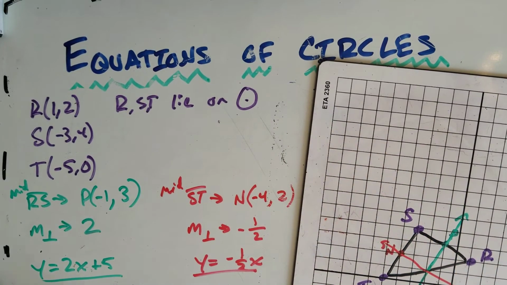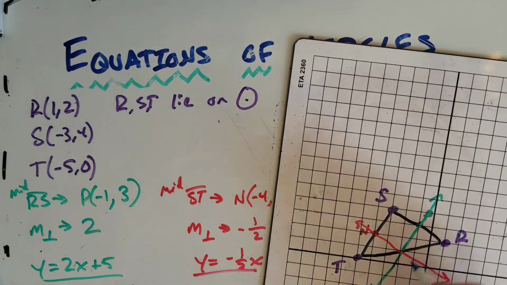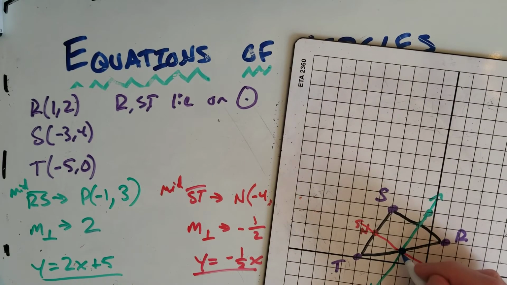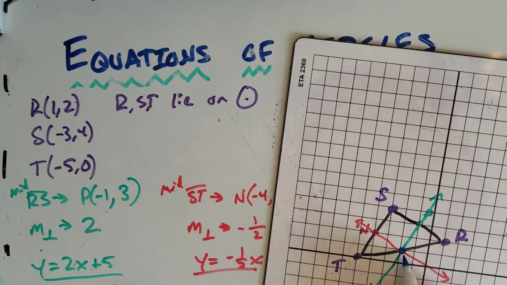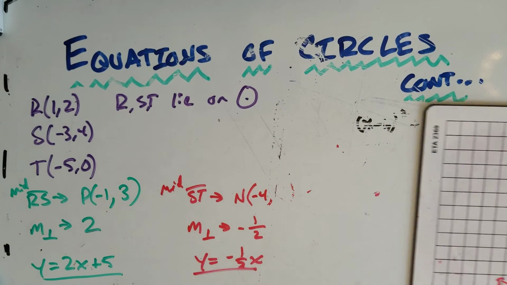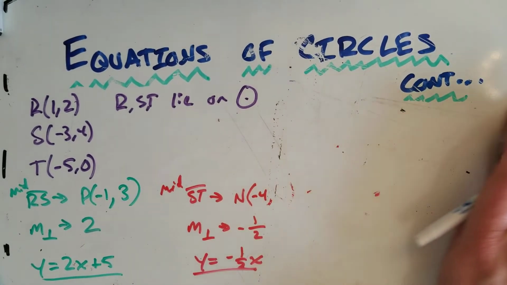And just like that, we might be able to tell just from looking at our graph that's where we're going to intersect. But if you didn't know, we could just do a system of equations. Let's get rid of all that.